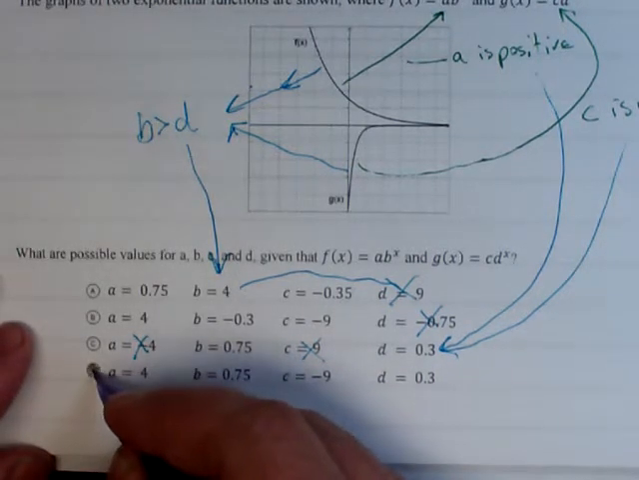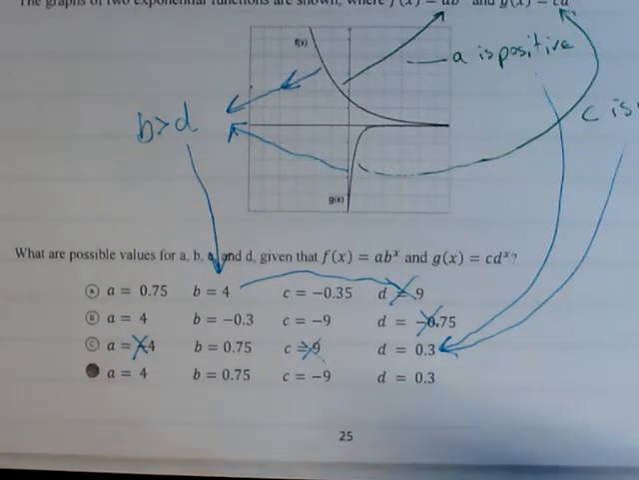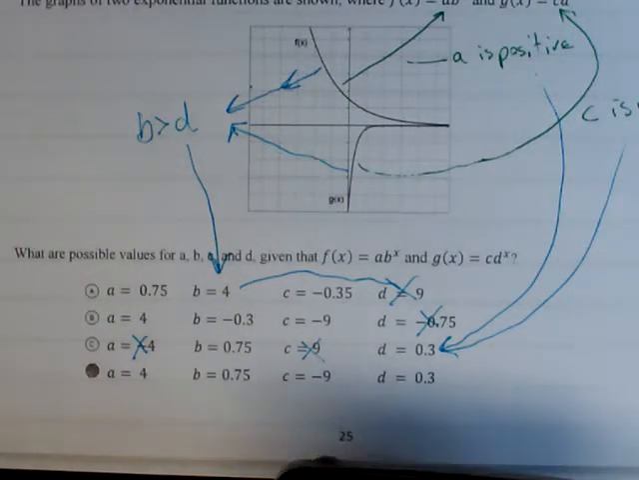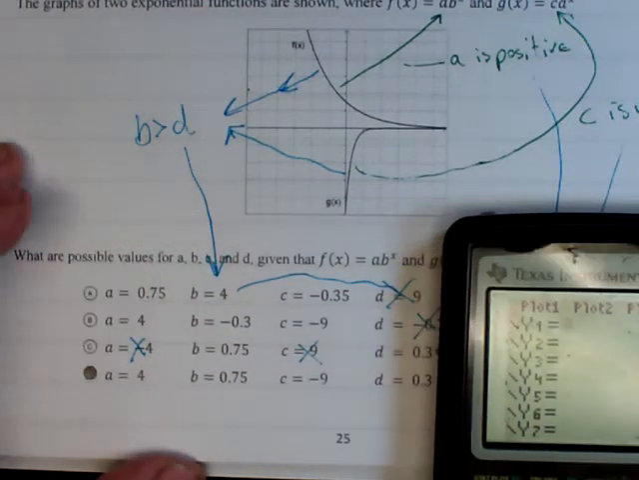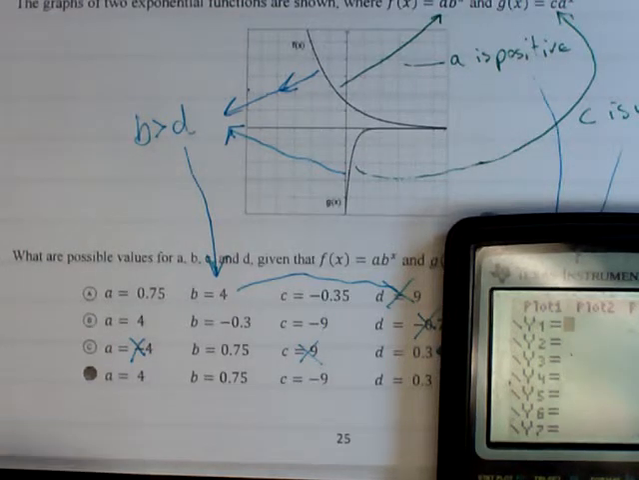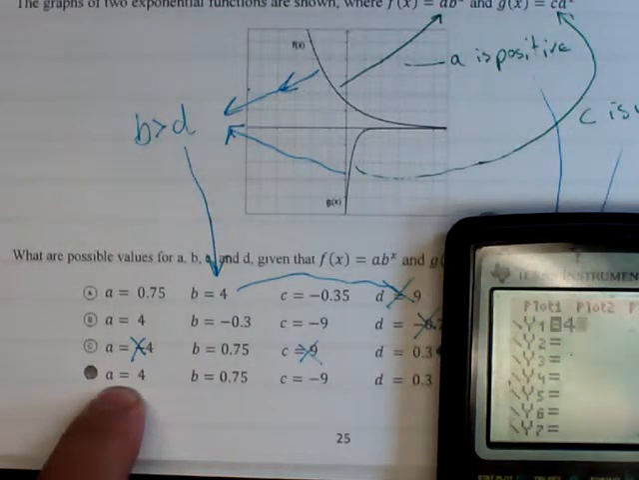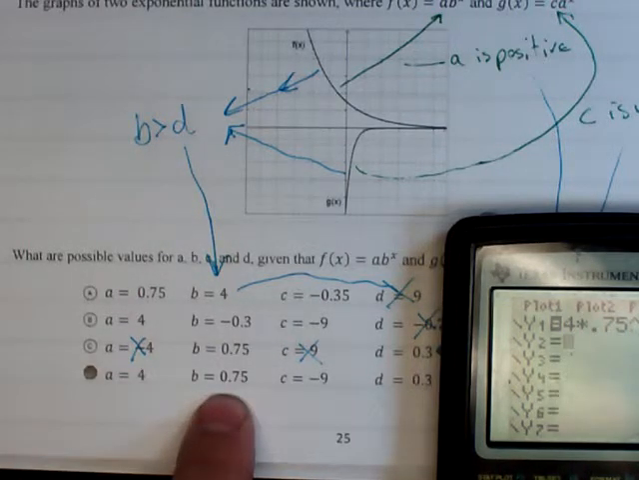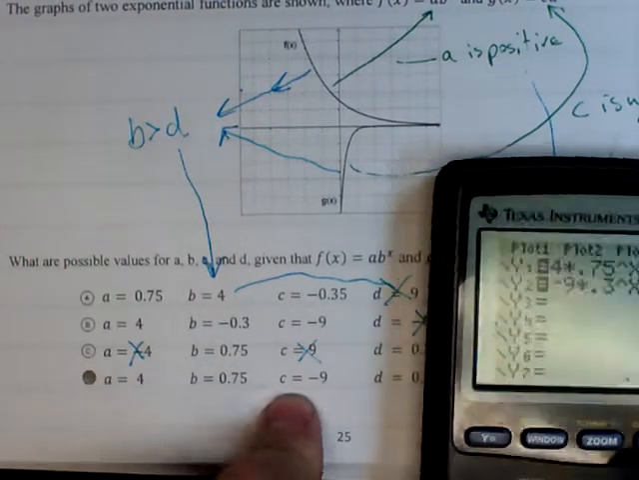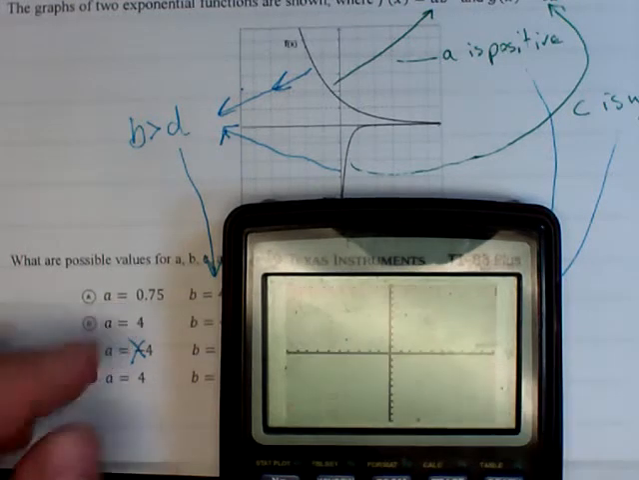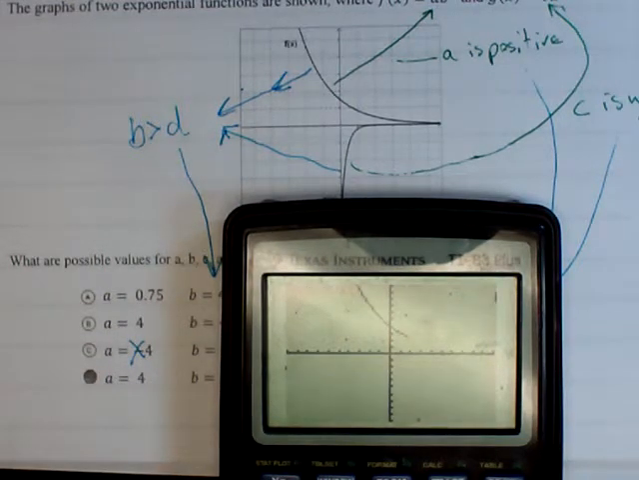Just to double check, I'm actually going to just use those parameters to type in a function in my graphing calculator. So f of x is equal to 4 times 0.75 to the x. That's my first function. And g of x is equal to negative 9 times 0.3 to the x. That's my second function. So let's see if I get a graph that looks like I was given.